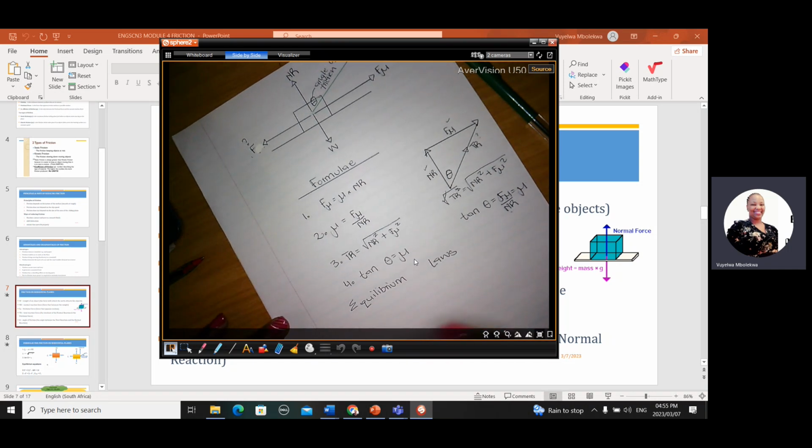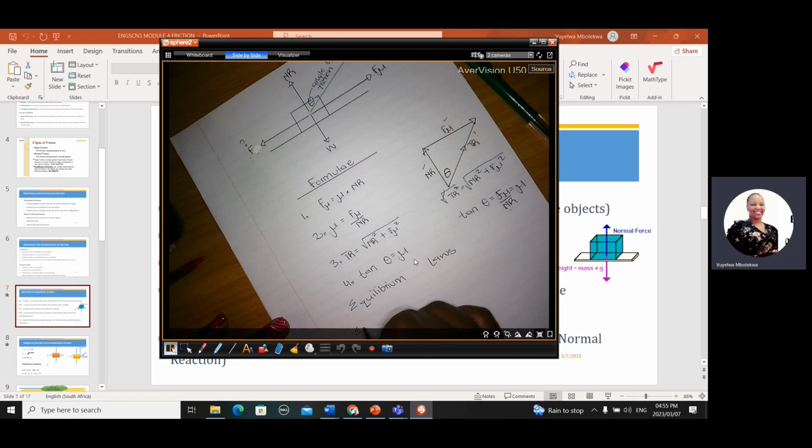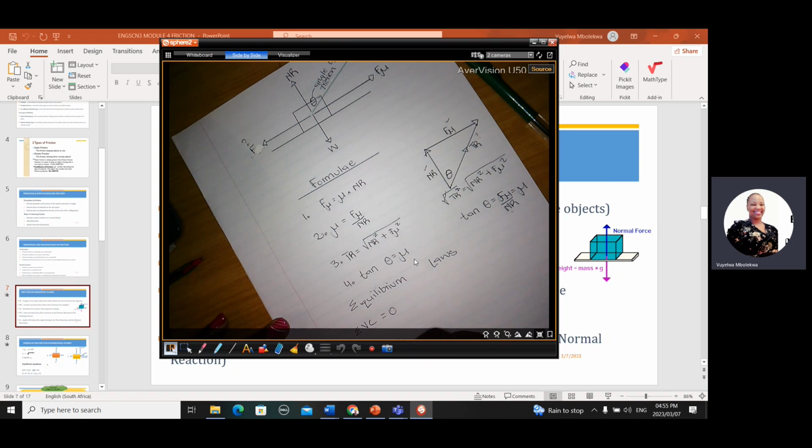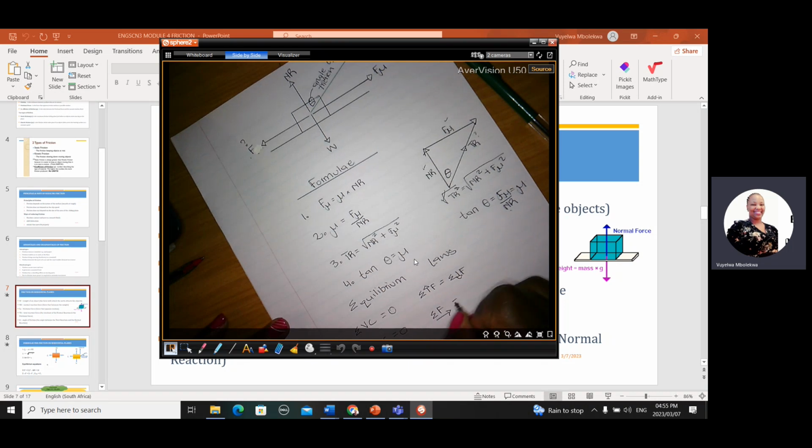The equilibrium laws say that the algebraic sum of the vertical components equals 0. The algebraic sum of the horizontal components equals 0. What does this mean? It means the sum of the upward forces is equal to the sum of the downward forces. And this one means the sum of the forces eastwards is equal to the sum of the forces westwards.